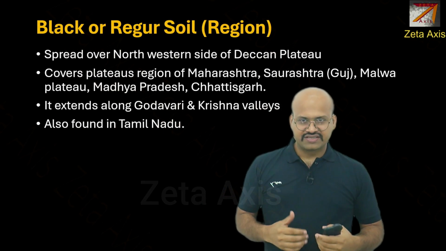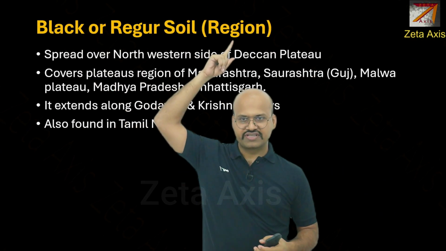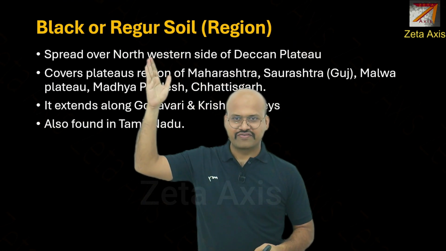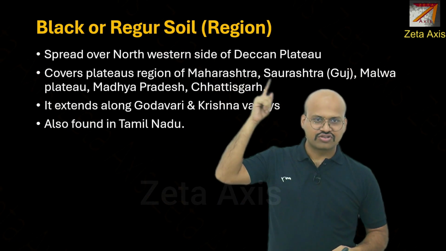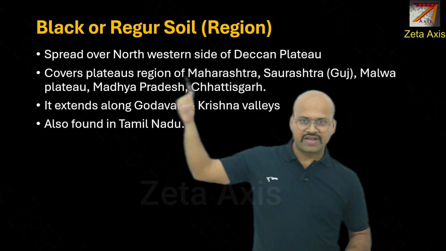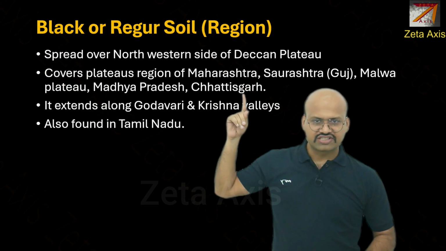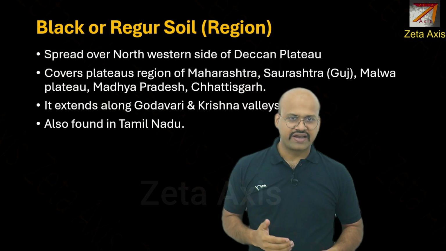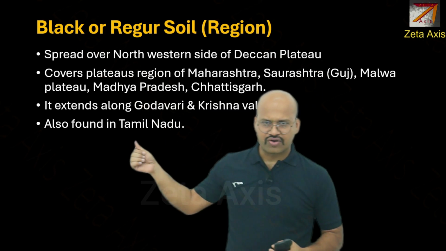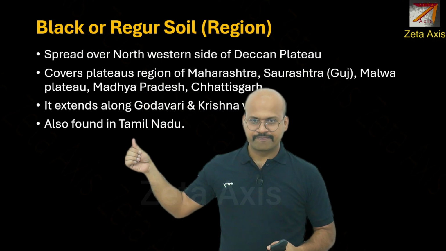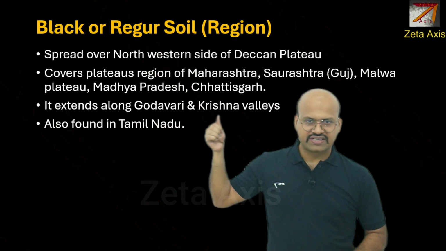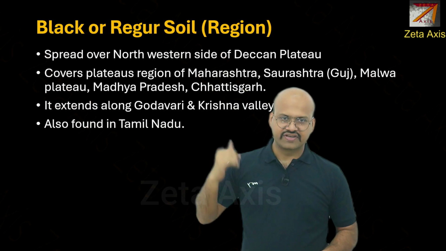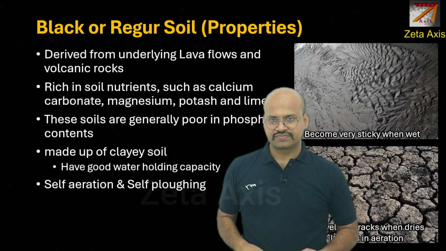So let's see the region in detail. The black or regur soil region is spread over the northwestern side of the Deccan Plateau. So we can see that the northwestern side mainly includes Maharashtra, Saurashtra in Gujarat, then the Malwa Plateau of MP, and then Chhattisgarh also has some regions. We have also seen that it is found in some regions of Karnataka and Andhra Pradesh. It is also found in some regions in Tamil Nadu. It extends along the Godavari and Krishna valleys. So even in the river valleys of these rivers, we will see black soil.